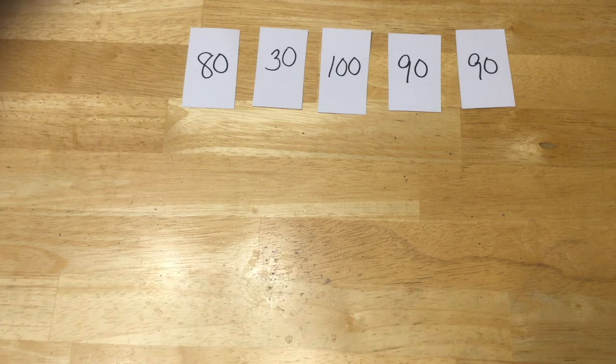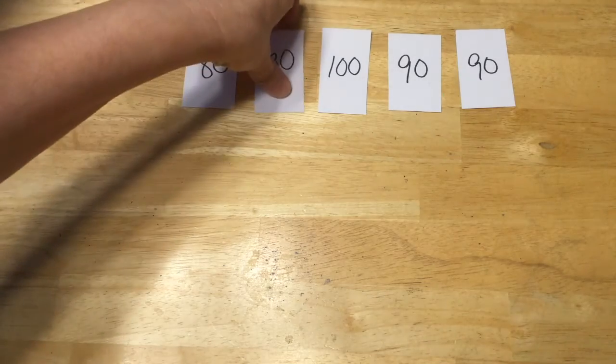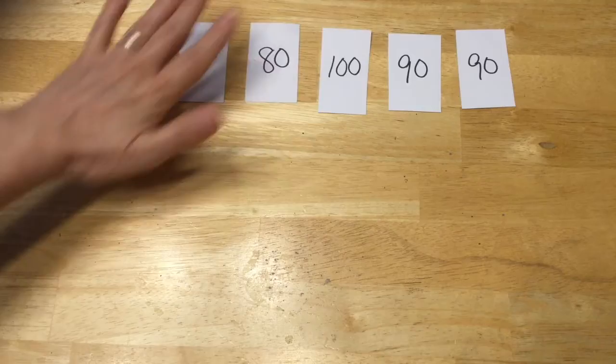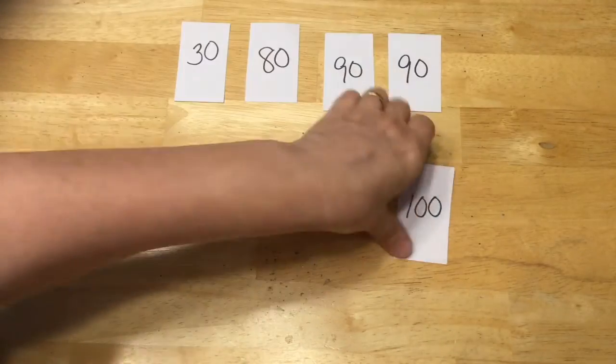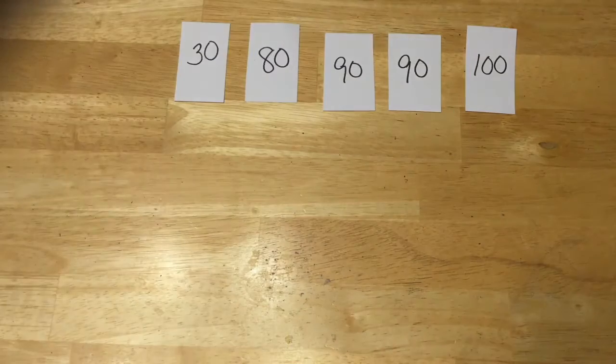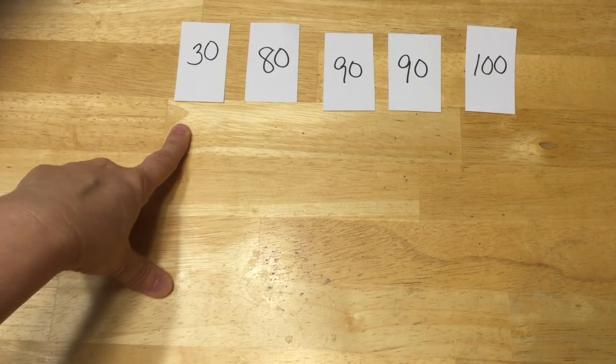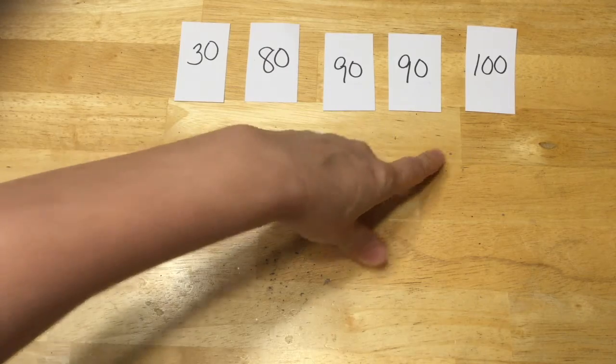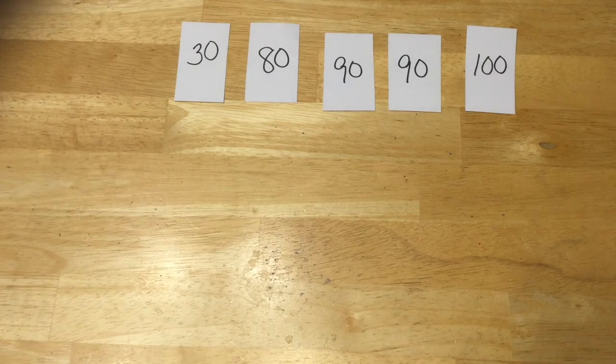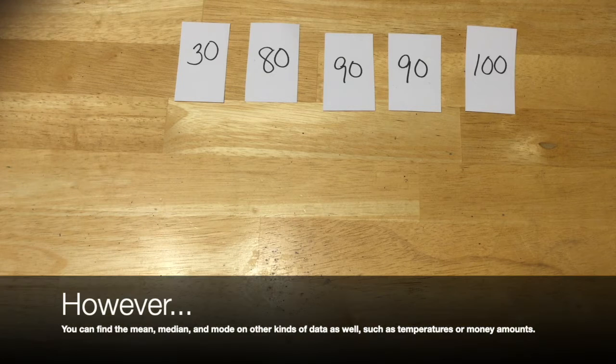So anytime you get one of these problems, the very first thing you should do is put your numbers in order from least to greatest. No matter what, that's what I would do. So, least to greatest. There we go. So that 30 is my least number and 100 is my greatest number. And I'm going to do this using numbers that you would normally see when you're graded on an assignment, because that's when you really use this the most often, is when you're calculating your current grade average.